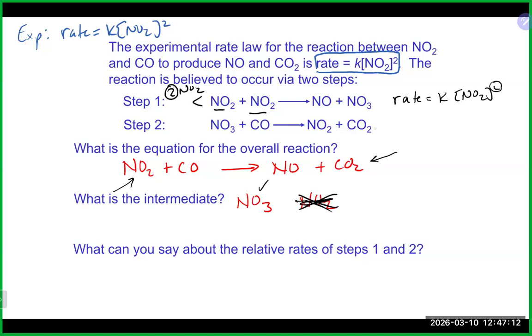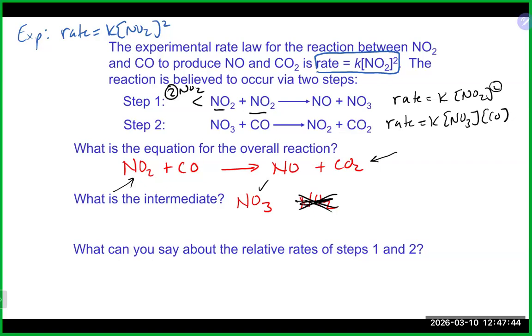We could also write a rate law for step number 2, which is the rate equal to k times our reactants, NO3 and CO in this case. So again, we're just writing a rate law based on the coefficients of the reactants from these elementary steps. Now, which one should be the rate determining step or the slow step? Is it step number 1 or step number 2? How would I know?